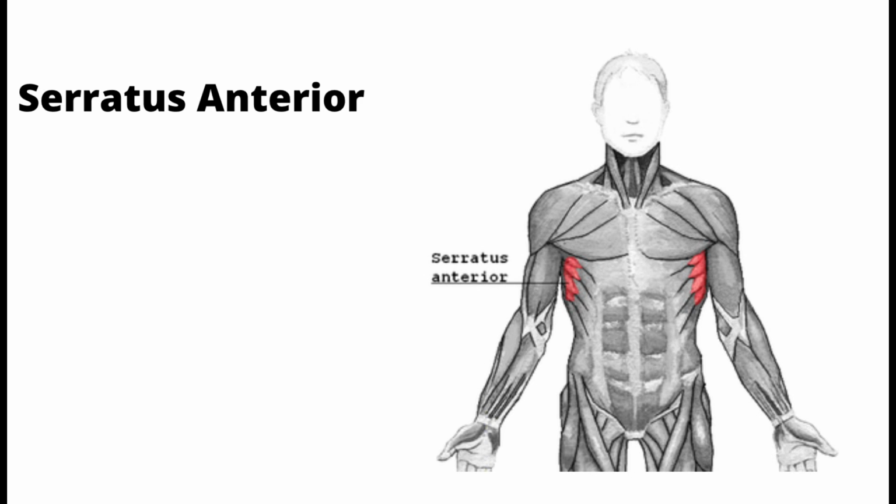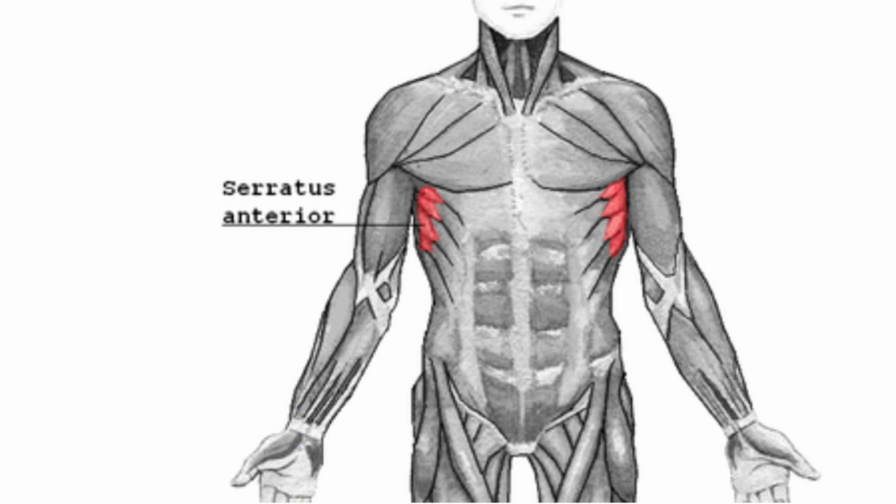Serratus anterior. Location. Along the upper ribs, usually rib 1 to 8 or 1 to 9. Connects the ribs to the inner edge of the scapula. Main functions. Holds the scapula flat against the rib cage. Prevents your shoulder blades from sticking out. Assists in raising your arm above your head.